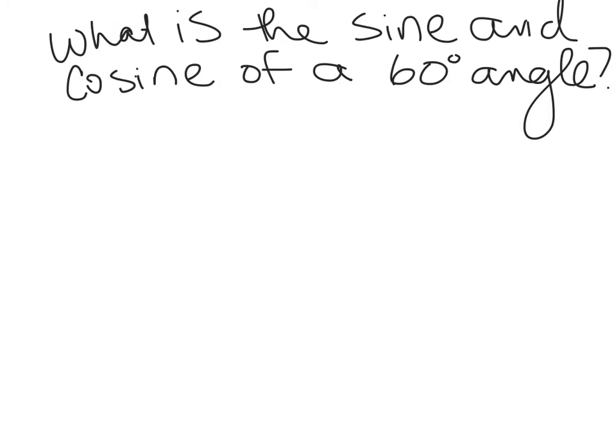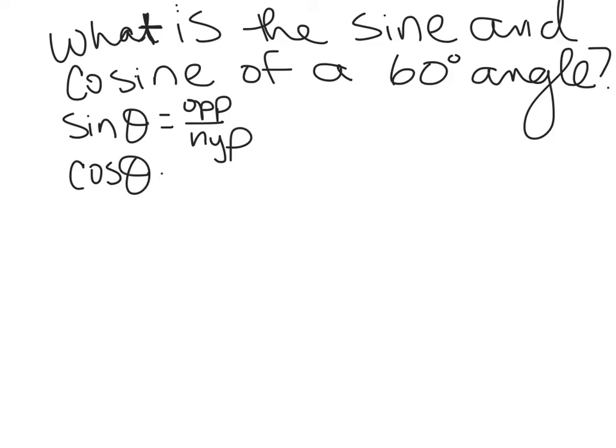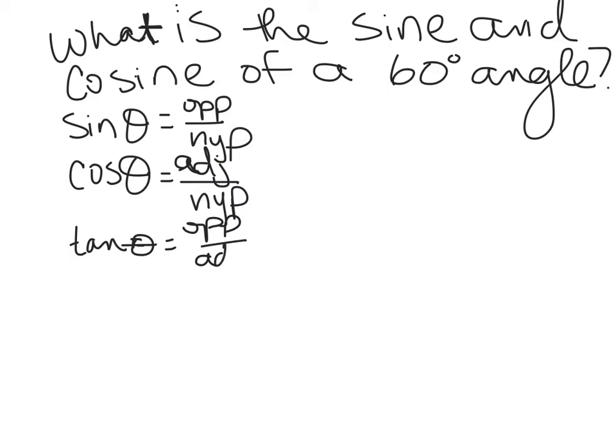Okay, so we might be asked a question like, what are the sine and cosine of a 60-degree angle? And we obviously know from geometry we can use our SOHCAHTOA to help us figure that out. So as a reminder, sine of an angle is equal to opposite over hypotenuse. Cosine of an angle is equal to adjacent leg over hypotenuse. And tangent of an angle is equal to opposite over adjacent.